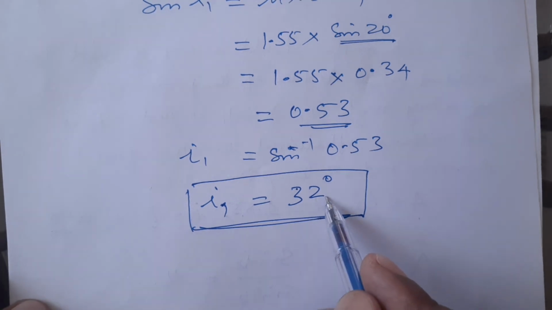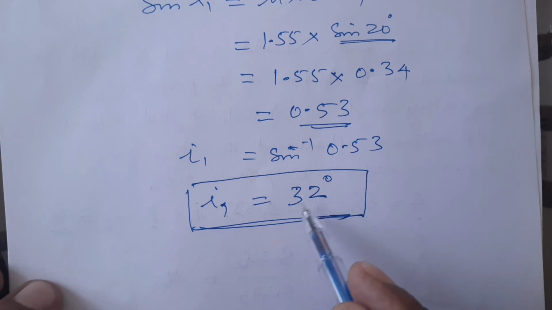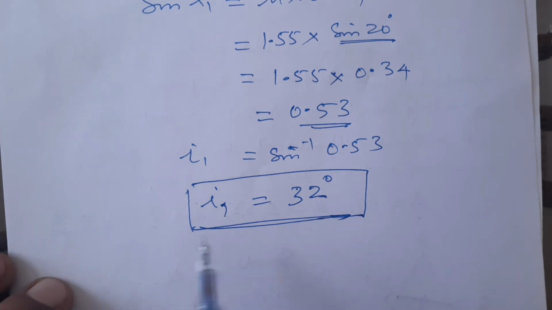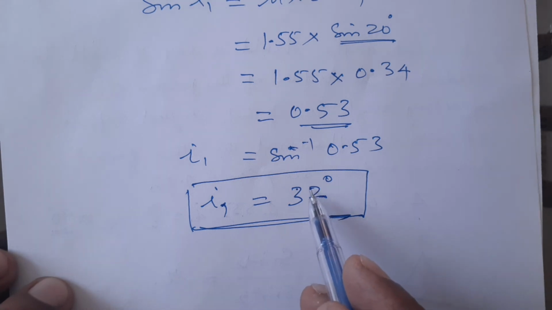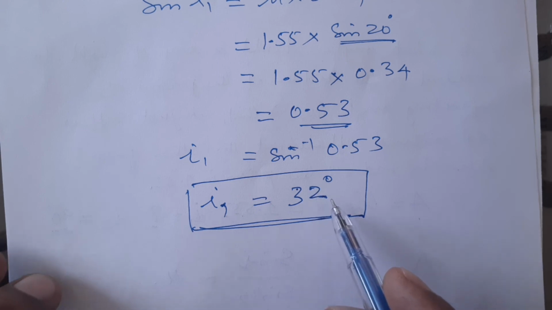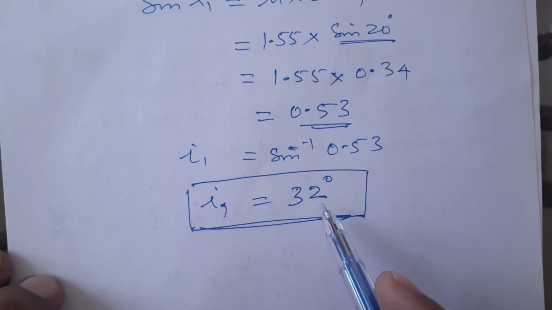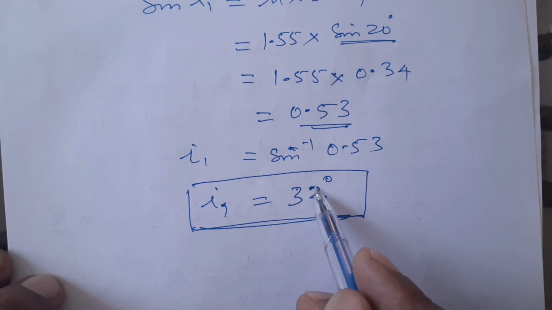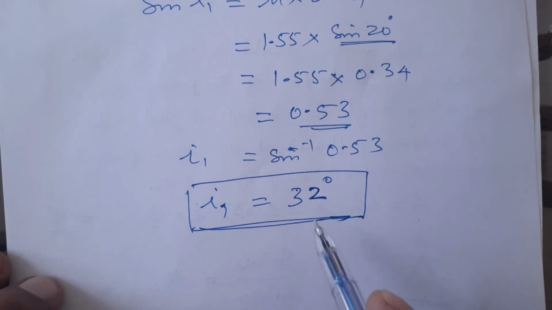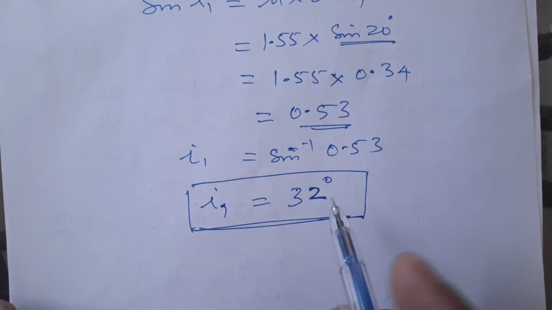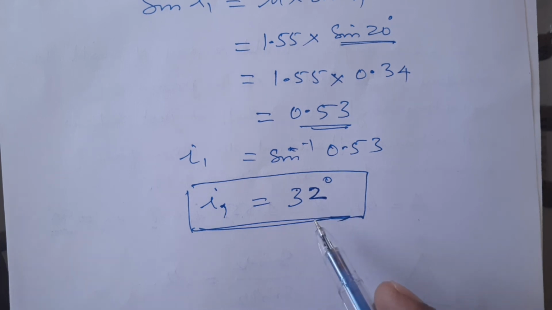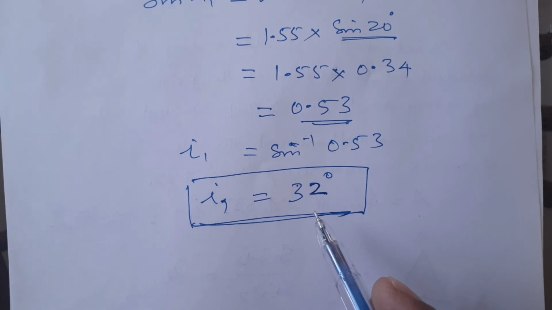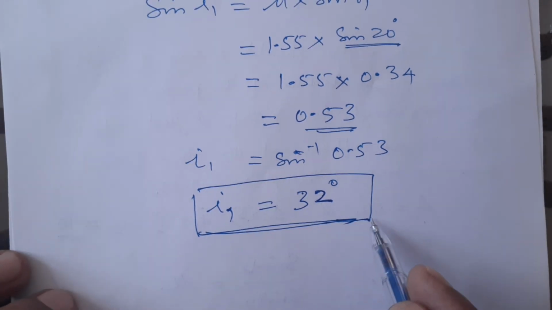What is total internal reflection? That you have to answer. If a ray is entering from a denser medium to a rarer medium at a particular angle, the angle of refraction is exactly 90 degree. That is the critical angle. If the angle of incidence is above the critical angle, the ray suffers total internal reflection. That is, it bounces back into the same medium, which is called total internal reflection.